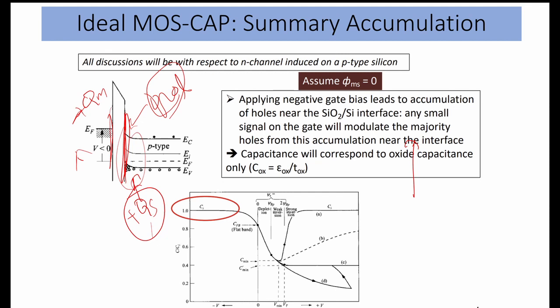So this is nothing but a metal semiconductor metal kind of junction. So this won't vary with the frequency of the small signal. That's why this is the accumulation region.